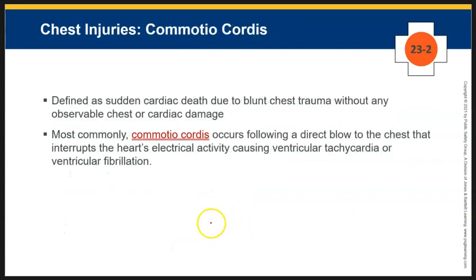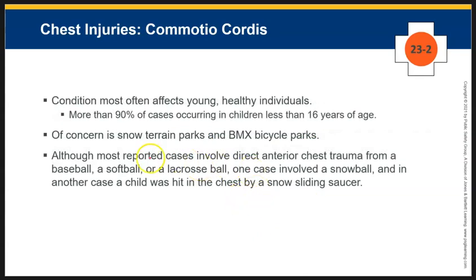Another chest injury that's possible, particularly in young people, is commotio cordis. A direct blow to the chest will interrupt the electrical activity and cause VTAC or VFib. This often happens if you get a direct strike to the front part of the chest, such as a baseball or a lacrosse ball, or perhaps contact while skiing. 90% of the cases will be in children less than 16 years of age. That disruption of the heart rhythm, moving to VTAC or VFib, is going to be treated. We'll go down our CPR algorithm.